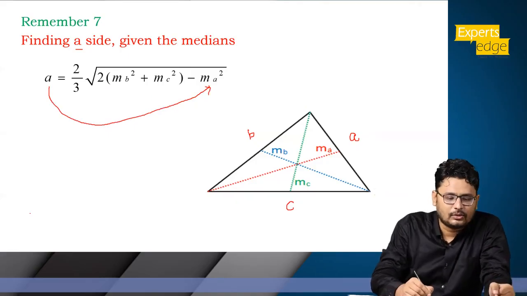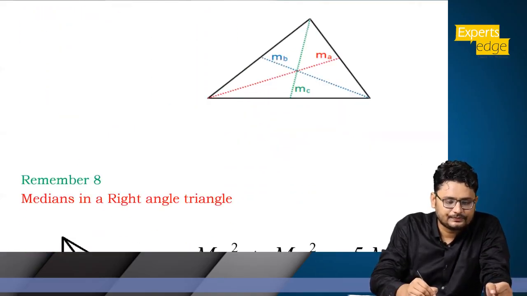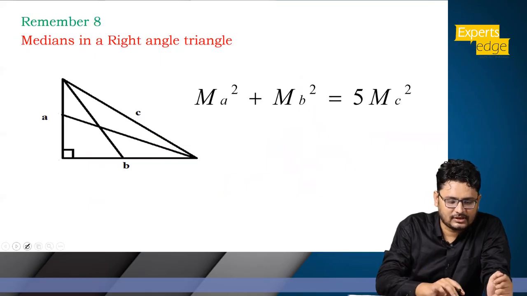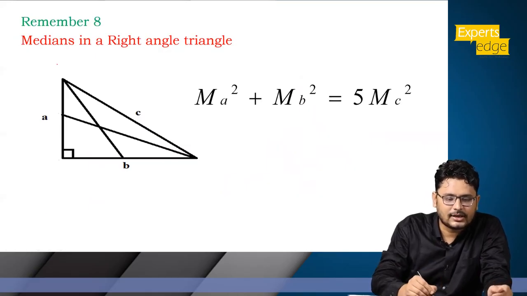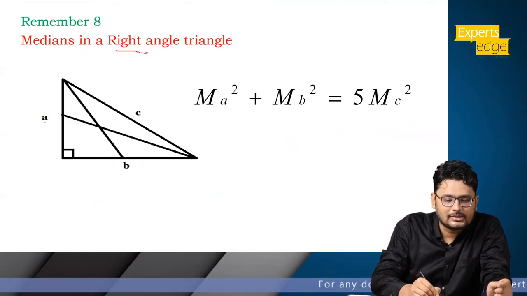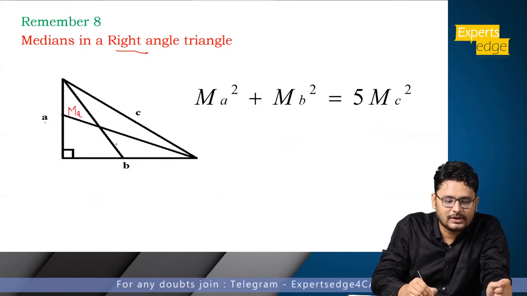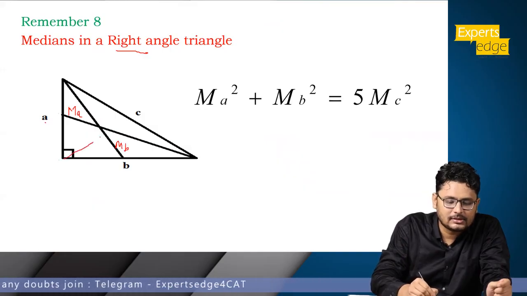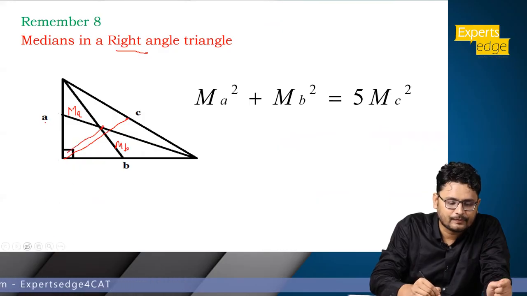Okay, so let's move to the questions. Okay, there are 2 more properties, then we'll go. What is the next? Remember it. Medians in a right angle triangle. If it's a right angle triangle and this is side A, this is side B, then the median dropped on A will be MA, the median dropped on B, that means this will be MB, right? And let's say one median from this center is MC.